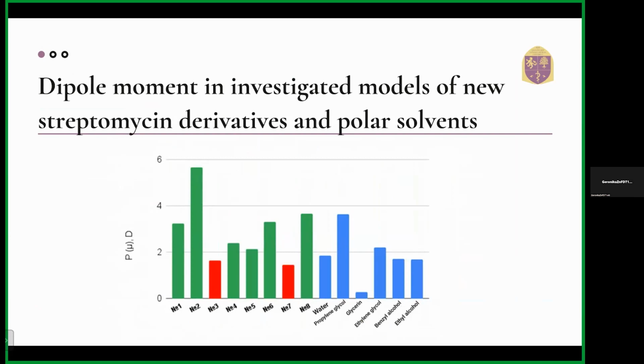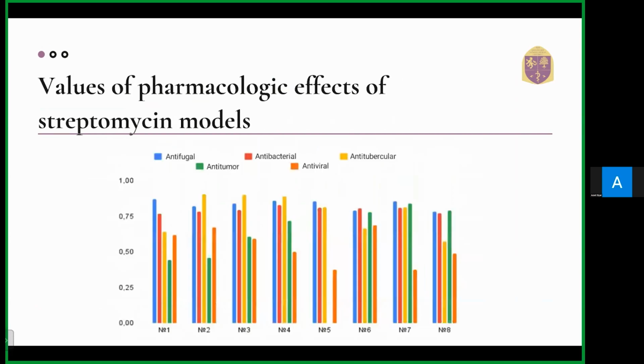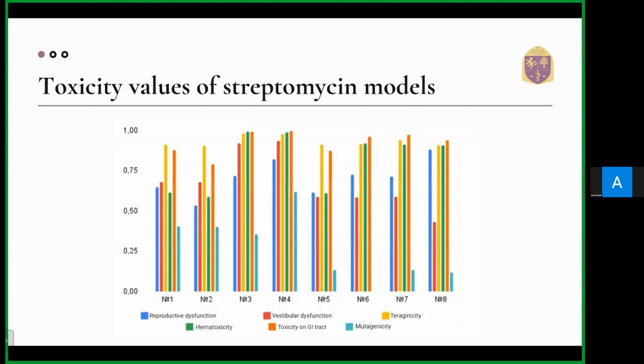Another question from Vladimir Poroikov. Do you think that the probability of activity estimated by PASS represents the potency of the particular activity? There is coincidence with activity and prediction, in other words. Can you please repeat all of this? Okay.